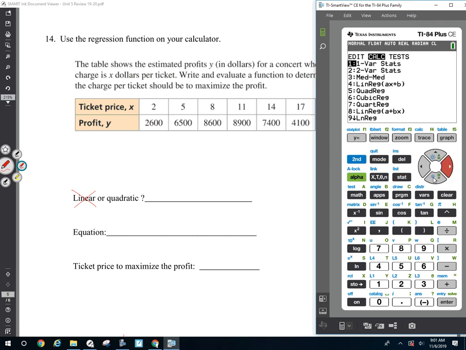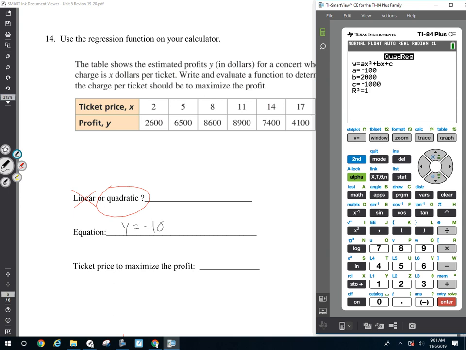And we remember we can go stat calc. Instead of a linear regression, we can try a quadratic regression. L1, L2, calculate, boom. We can see since this R squared is 1, we are perfectly quadratic. Y equals A, that's negative 100, x squared, plus B, 2,000, x, plus C, negative 1,000. Okay, that's my equation.